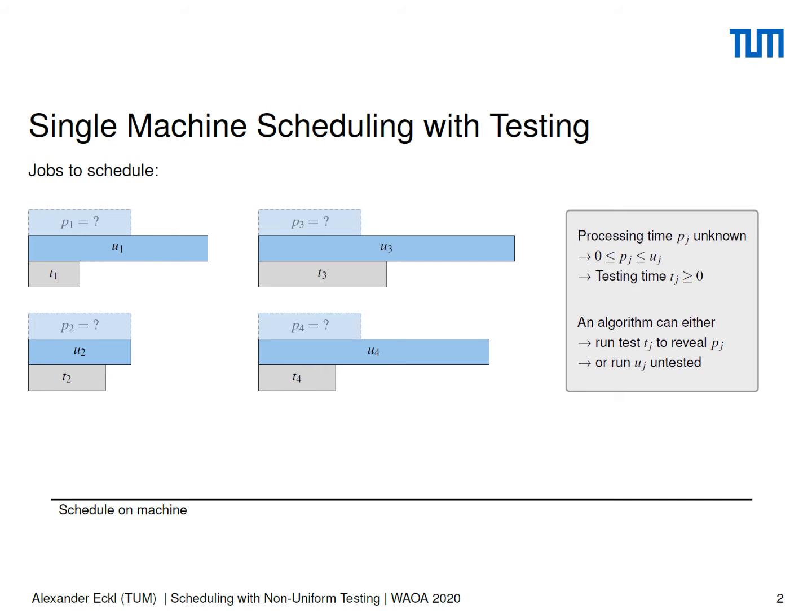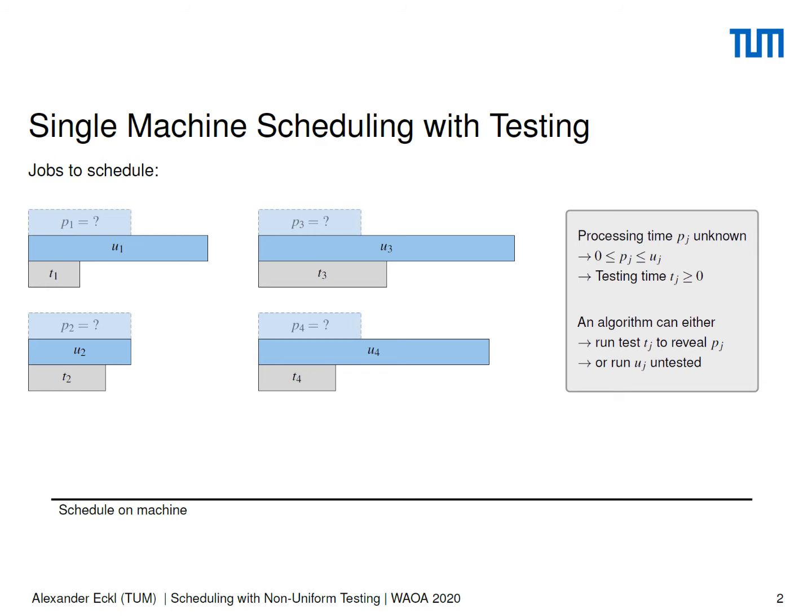In this talk, we consider a scheduling problem on a single machine with testing. We are given a set of jobs whose processing times pj are unknown. They are upper bounded by some numbers uj, and there is also a testing time tj for every job. An algorithm wanting to solve this problem can now either run the test tj to reveal a job processing time pj, or run the job j untested, which takes time uj.